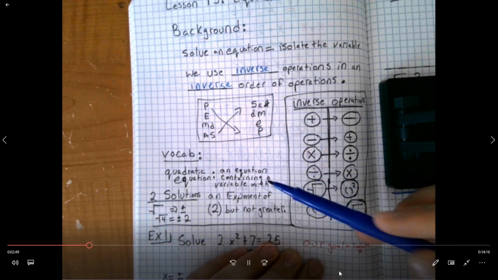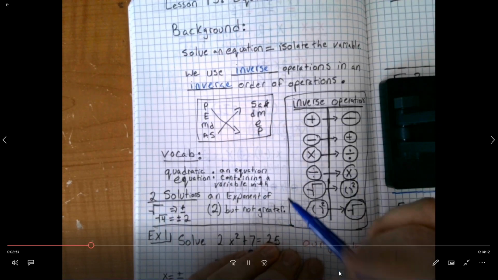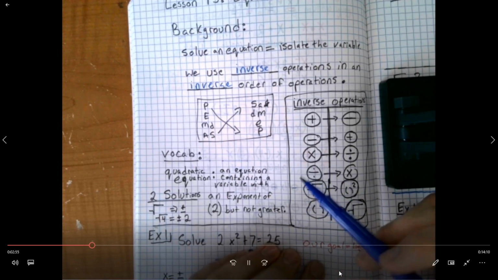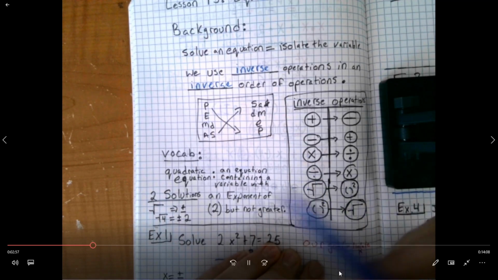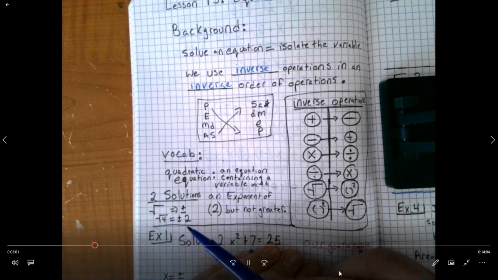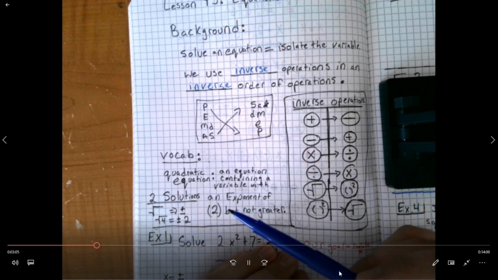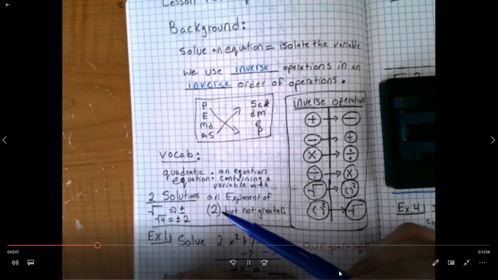Another example would be something like x squared plus x plus 4. That would be something you might get from a binomial expansion. When we do that, we would get a quadratic equation. Now, quadratic equations are a little bit weird because they have two solutions, a positive solution and a negative solution.